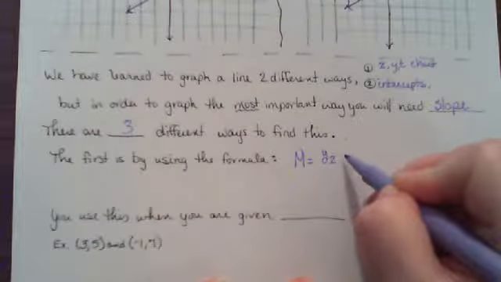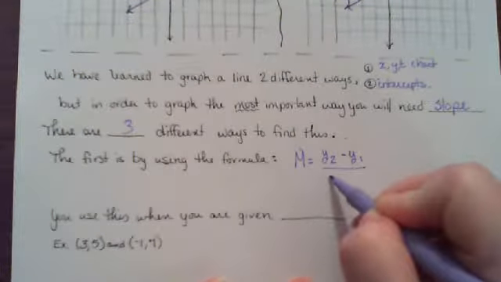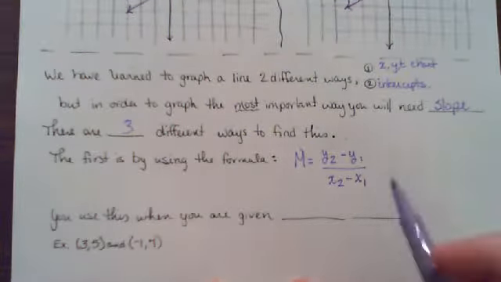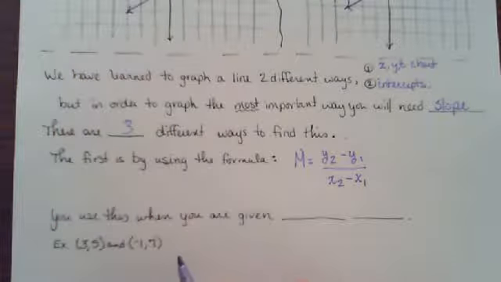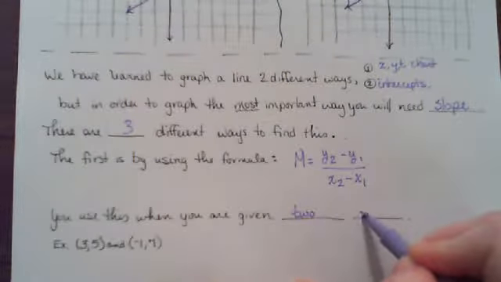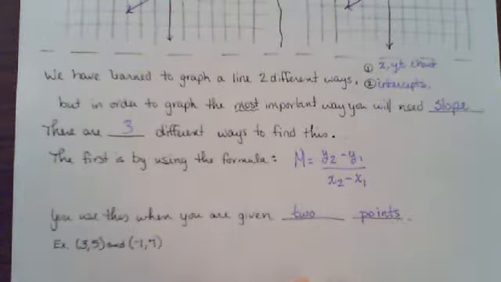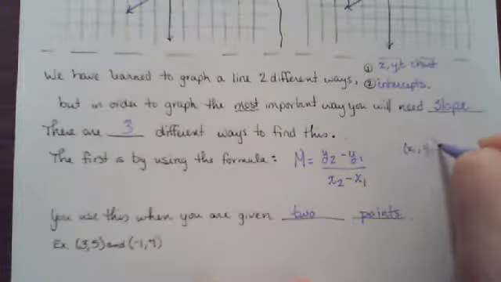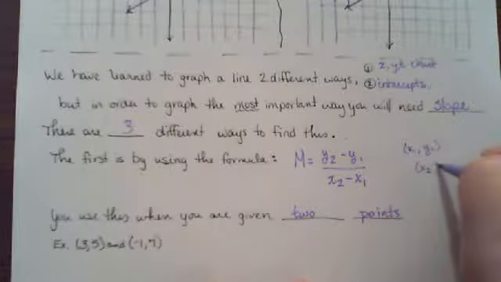M equals y2 minus y1 over x2 minus x1. This formula you will need to memorize. You will always use this formula when you are given 2 points. Doesn't matter what it is they're asking you to do. Whenever you're given 2 points, you're going to have to know this formula. You'll use this formula when they give you x1, y1 and x2, y2.